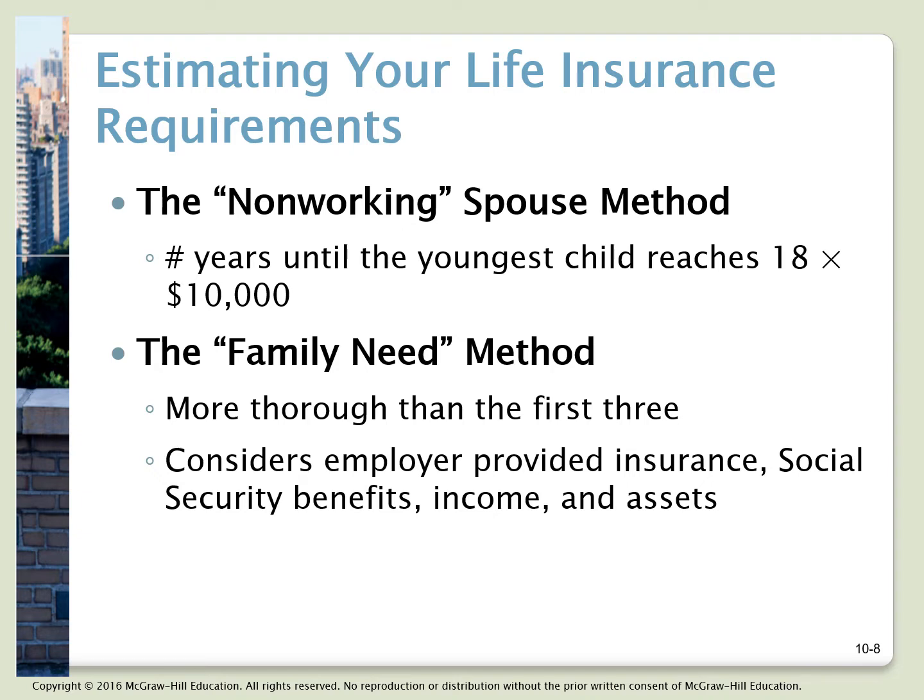Non-working spouse method: number of years until the youngest child reaches 18 times $10,000. Your youngest child is 10, and to get to 18, that's 8 more years. That's $80,000 to cover the cost of that child, if you will.